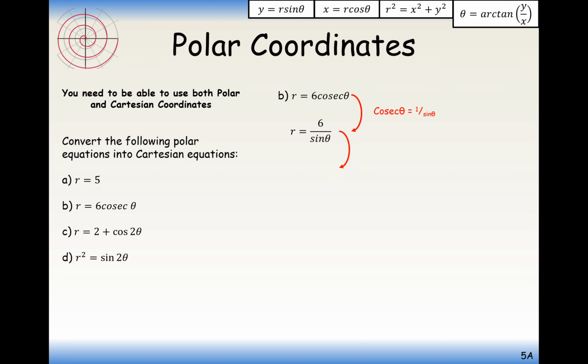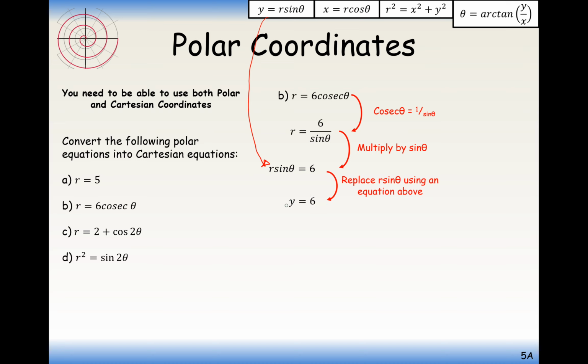Then multiply that sine onto the other side, and you've got r sine theta equals 6. Now, we've got a formula for that. r sine theta is equal to y, so we can now just replace r sine theta with y equals 6.